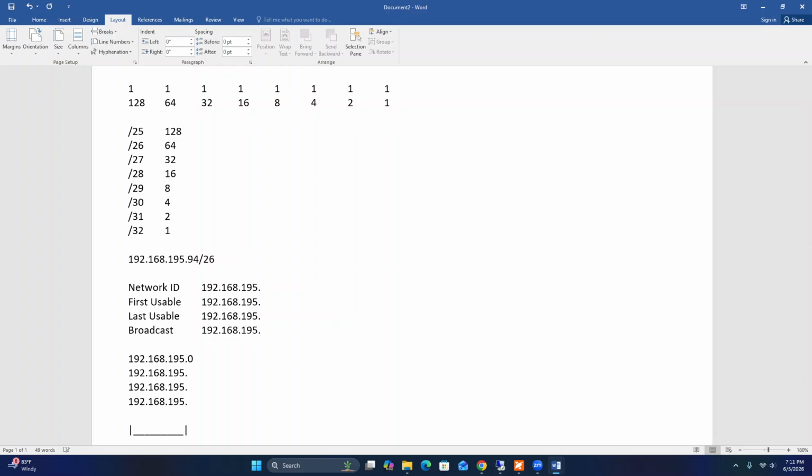Let's start out at .0, and what we're going to do is we're going to add .64, all right? So we know 94 does not fall between 0 and 64, so we are basically done with 0. So let's move on. Let's add another .64, and now we're at .128. Now, .64 and .128, .94 falls in between them.